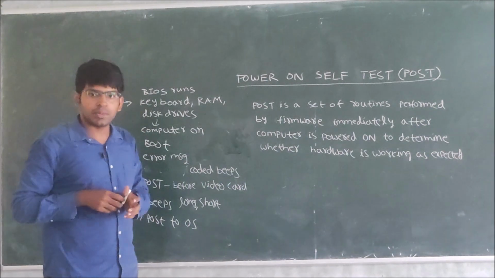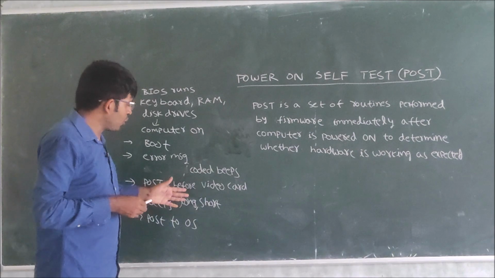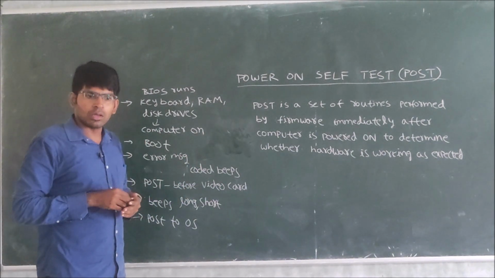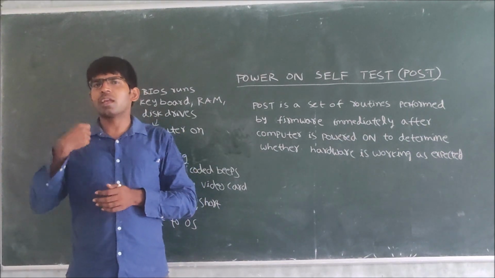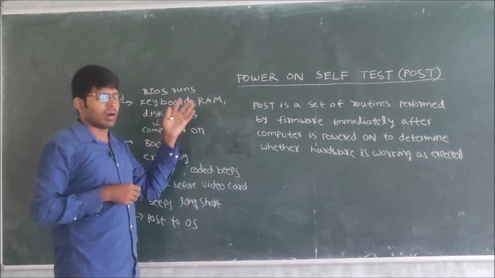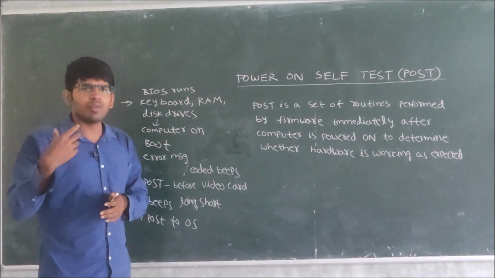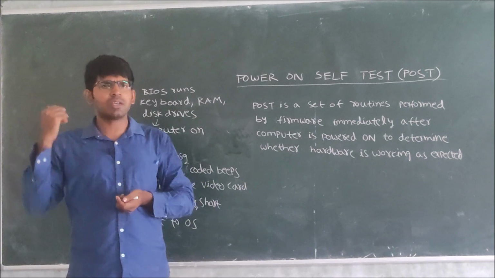Now the question is, before everything runs, even before the video card runs, this POST will be performed. When the video is not turned on, how will we get an error message? For example, if the keyboard is not working properly, or the hard disk is not working properly, or RAM is not working properly, how will we get the message? We should not get it on the video screen, because the video card is not activated yet.